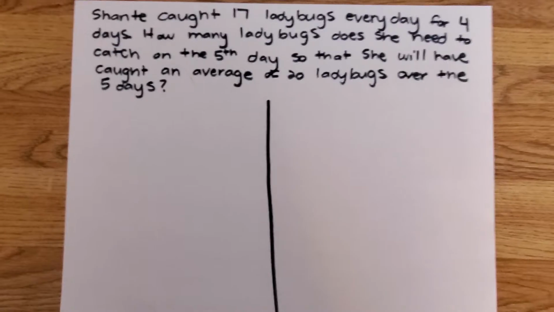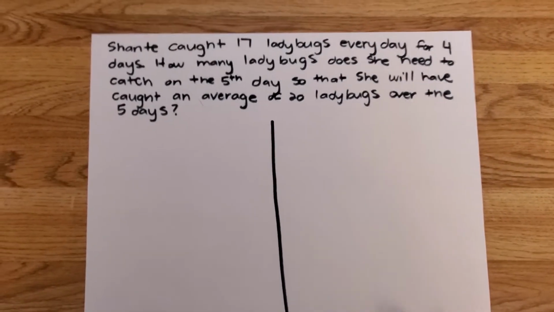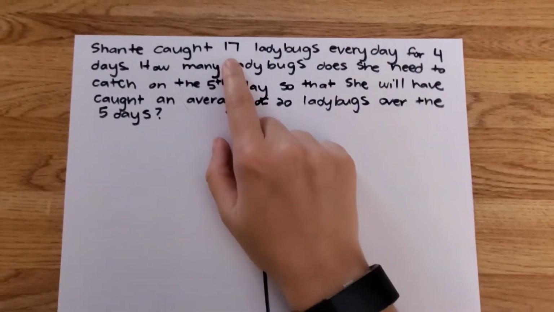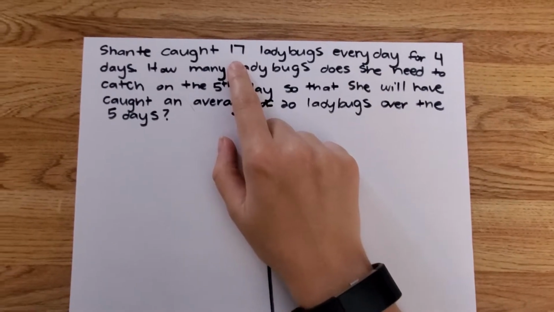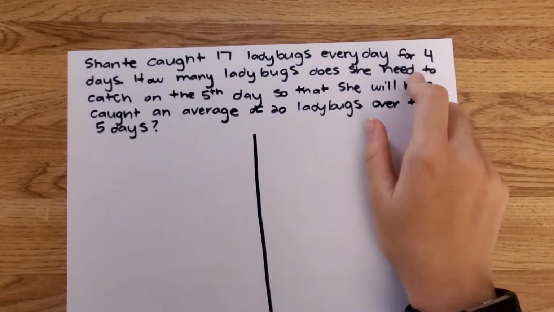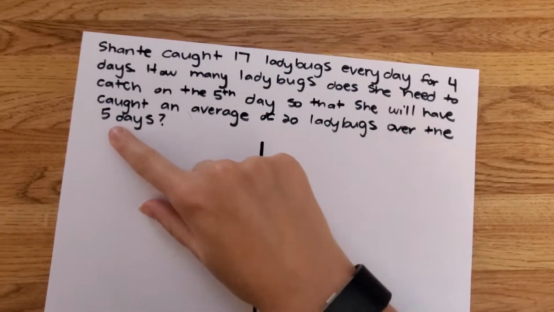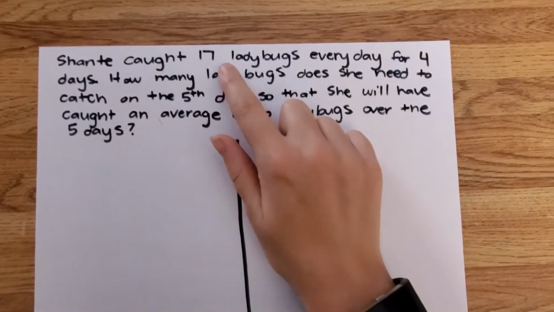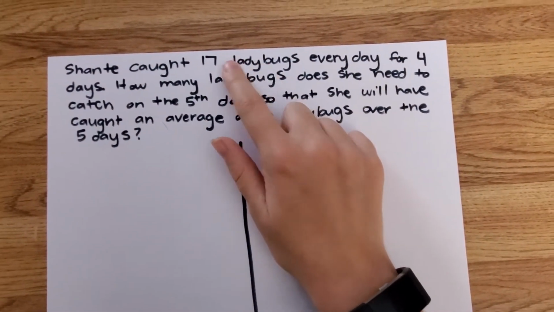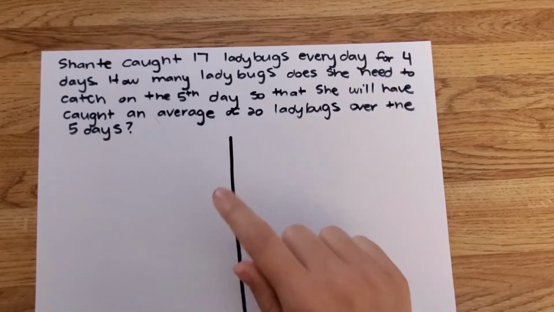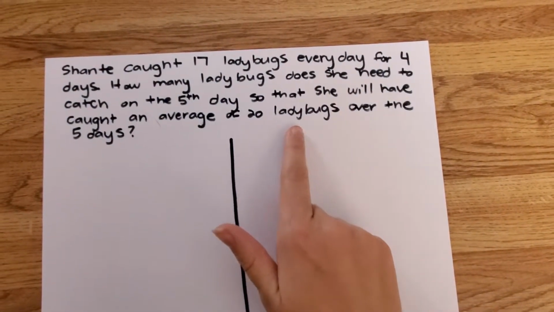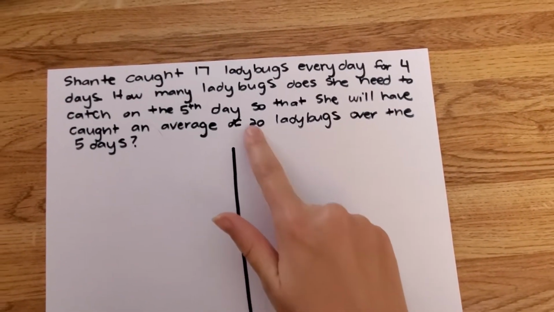So let's think about what this is asking us to do here. Now, Shantae was doing a project where she caught 17 ladybugs every day for 4 days. The project lasts 5 days. On the first 4 days, she caught these 17 ladybugs, but she wants her average at the end to make it look like she caught about 20 ladybugs every day.